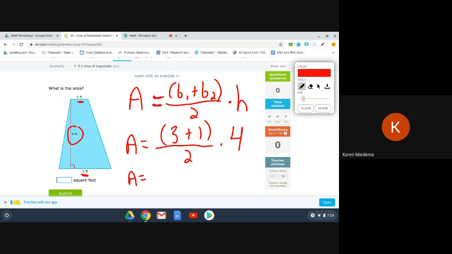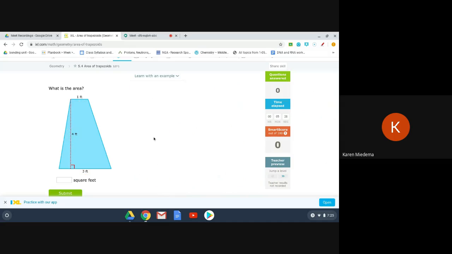I'm going to say, well, let me simplify the numerator and say, well, 3 plus 1 is 4 divided by 2, all multiplied by 4. And now my next step, I could say, well, 4 divided by 2 is 2 times 4, and 2 times 4 equals 8. So the area of this trapezoid would be 8 square feet.